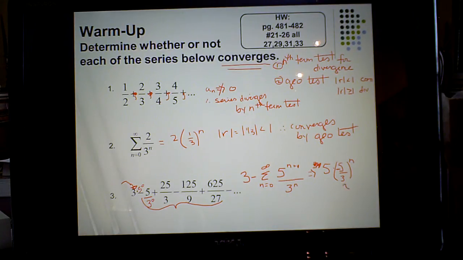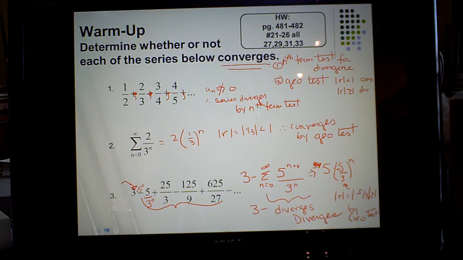But when I look at my common ratio here, since the absolute value of my common ratio is greater than or equal to 1, this diverges, and if you have 3 minus a divergent series, 3 minus something that diverges still diverges. Okay, so there's a nice little warm-up with some numeric series.